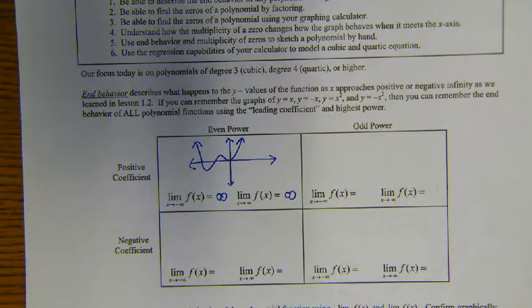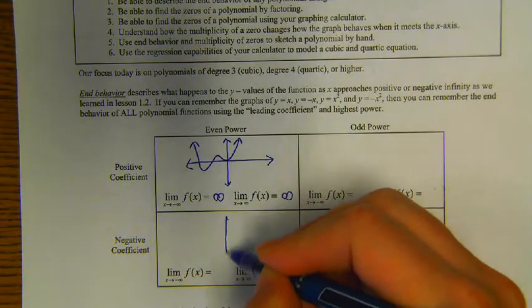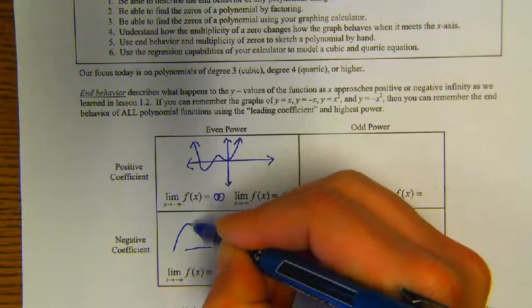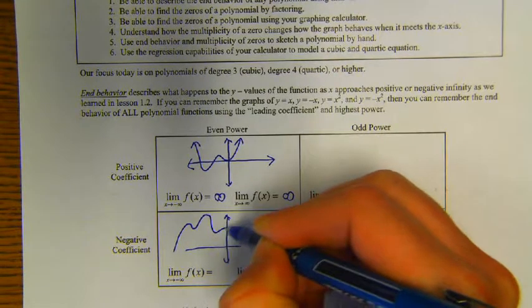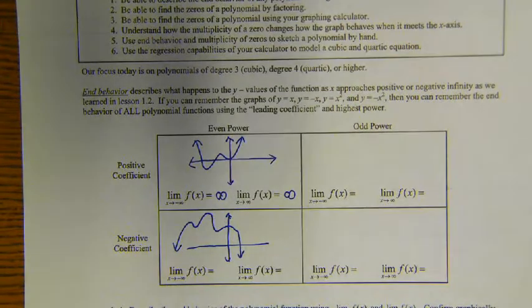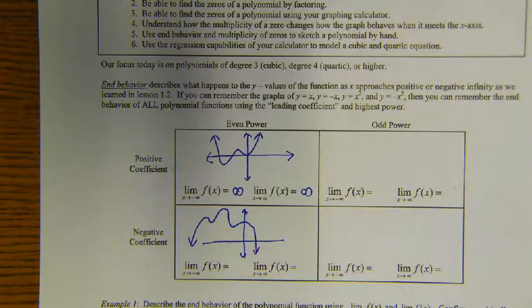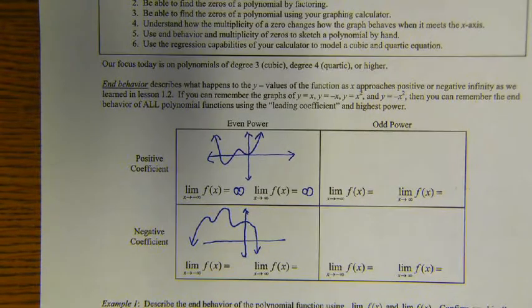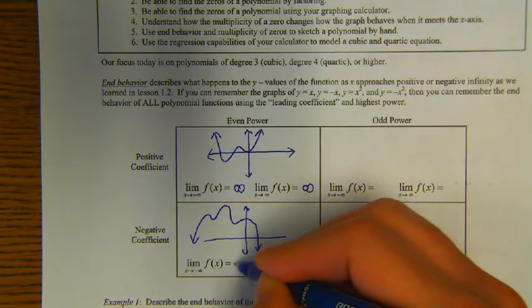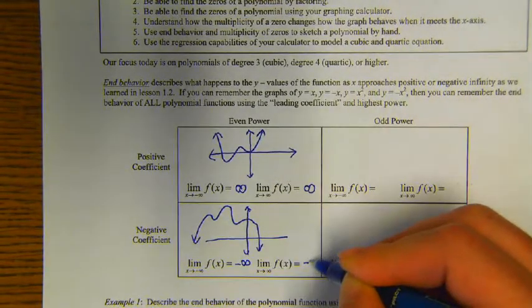Okay, let's go down to negative coefficient. For a negative coefficient, maybe this would look something like, there we go. So what would be the end behavior for this? Both going down, so we would write negative infinity and negative infinity.